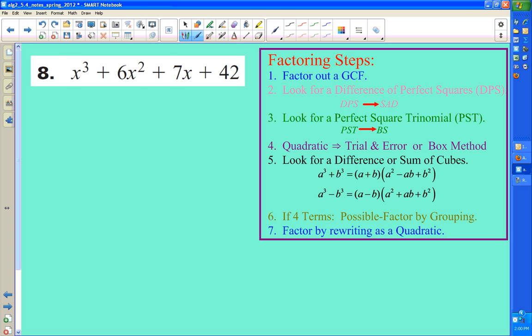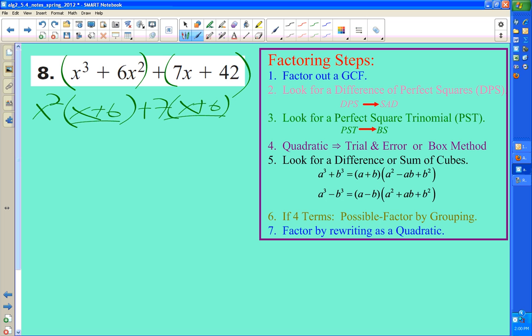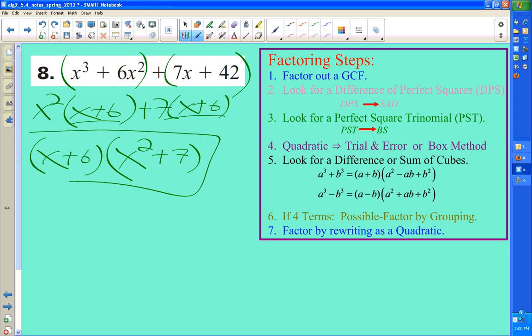Group them, first two and last two. What's in common here? Who's left? X plus. What's common? 6. X plus 6. The x plus 6 is matched. That's what we hope for. Pull that to the front. And then who's left? Excellent.